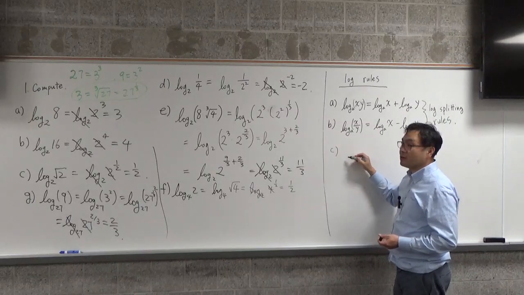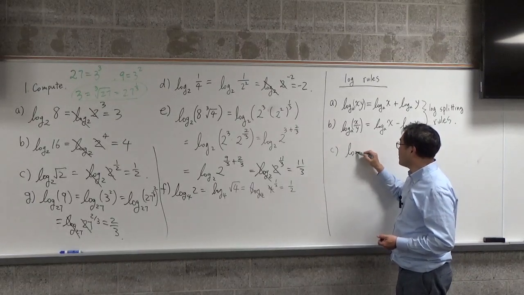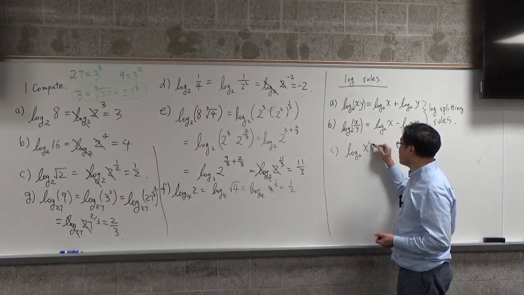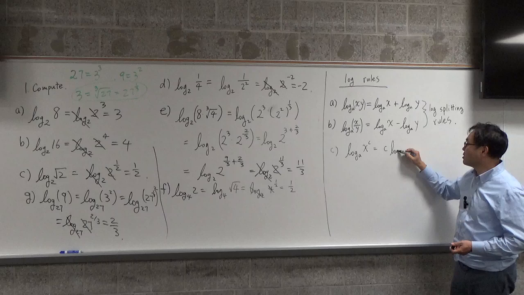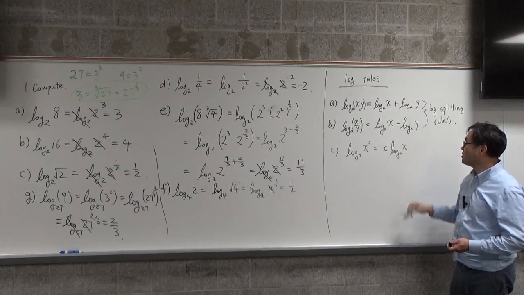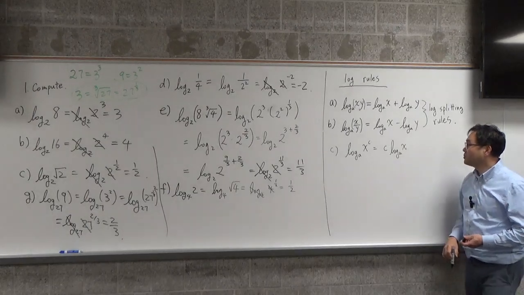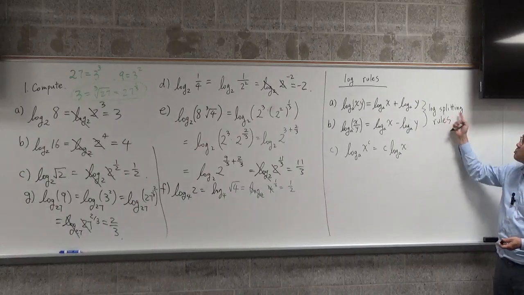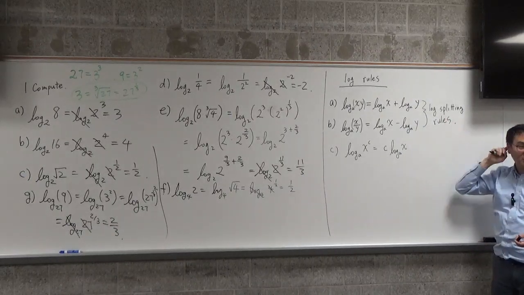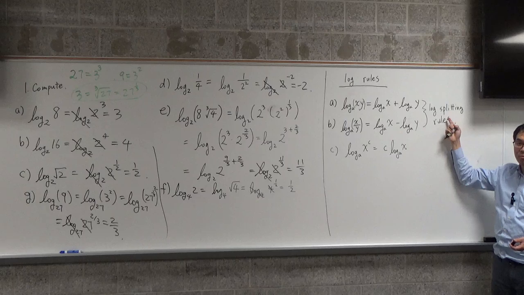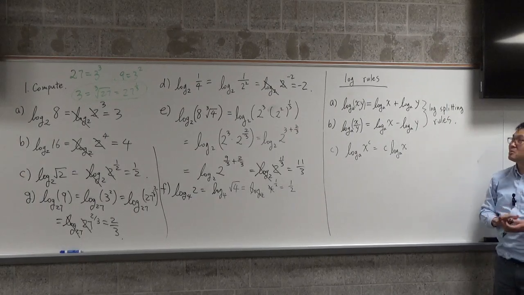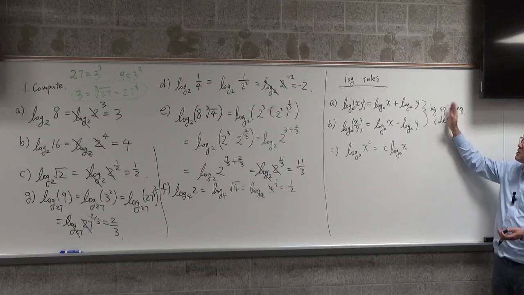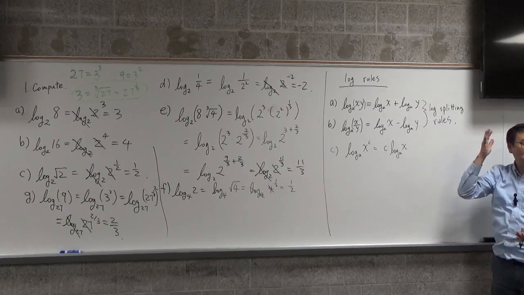C, log base a of x to the cth power is the same as c times log a of x. Oh, by the way, this is my own terminology. This is not the official name for these rules. It just makes the rule a little easier to comprehend.